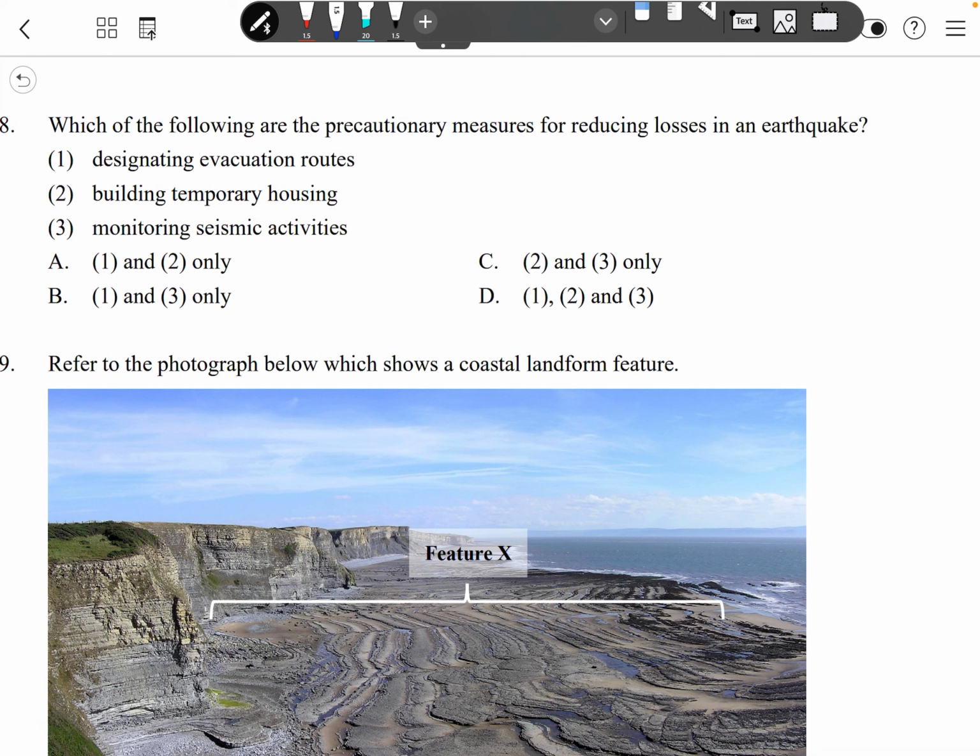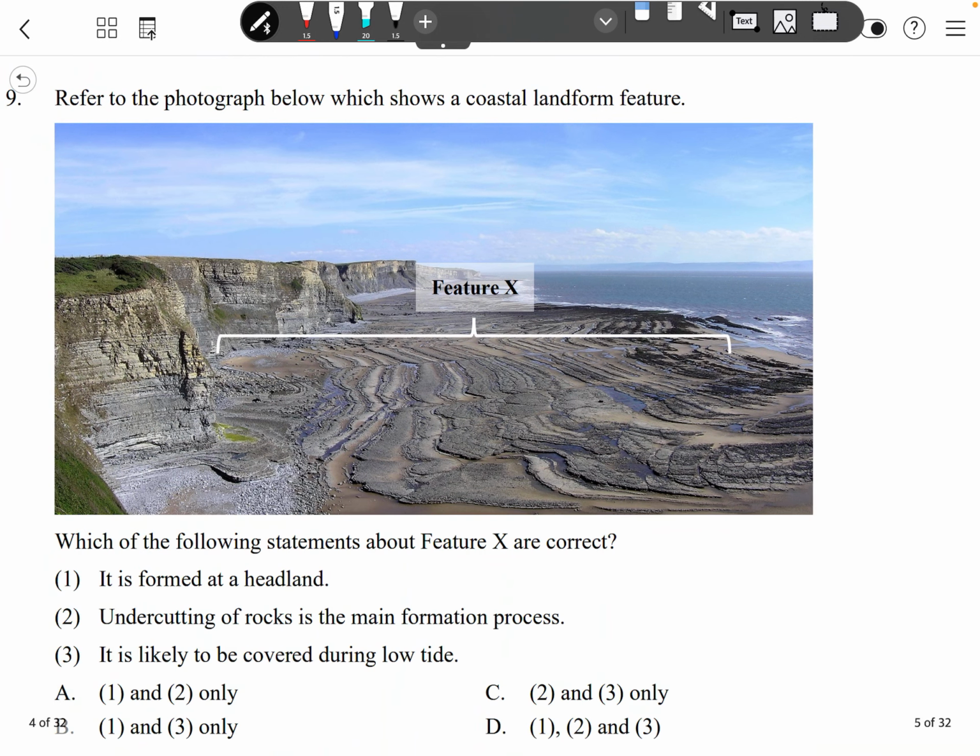So next one is the precaution for reducing the loss in the tsunami. Precaution. Number 1, building evacuation routes, correct. So let the people do evacuation. Building temporary houses is after the hazard, so it needs no precaution. So the answer will be 1 and 3. Monitoring seismic waves, correct. The answer will be B.